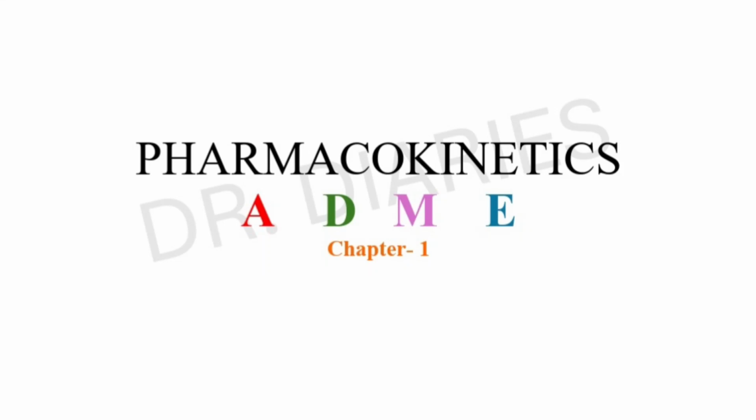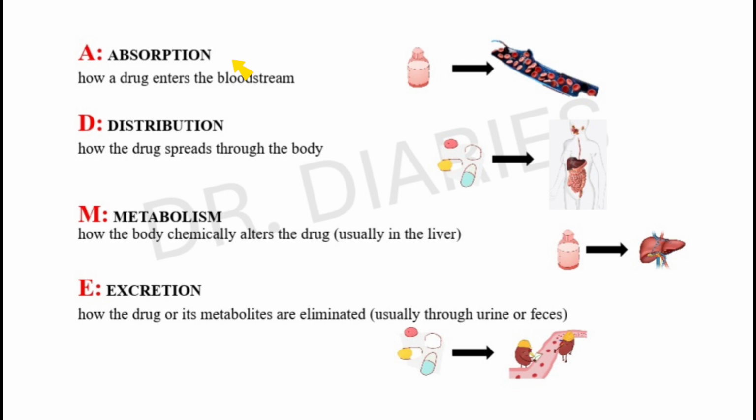Pharmacokinetics is what the drug does to the body, which is ADME: absorption, distribution, metabolism, and excretion. Absorption, entry of drug into the bloodstream. Distribution, drug movement throughout the body. Metabolism, chemical alteration, mainly in the liver. Excretion, elimination of drug metabolites, urine, feces. These four processes determine drug levels in the blood and tissues, how it gets metabolized and then eliminated.